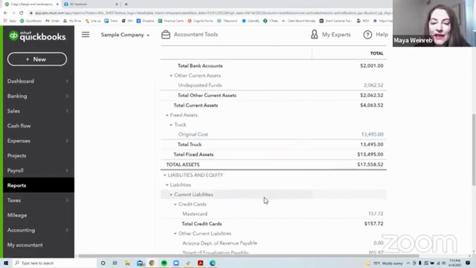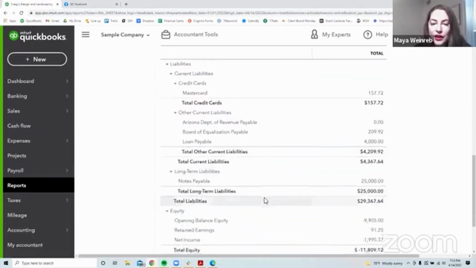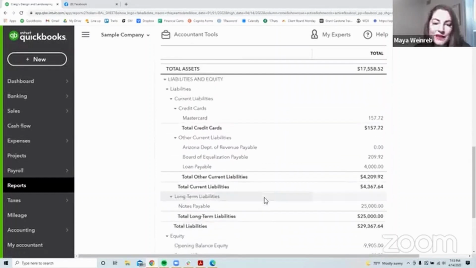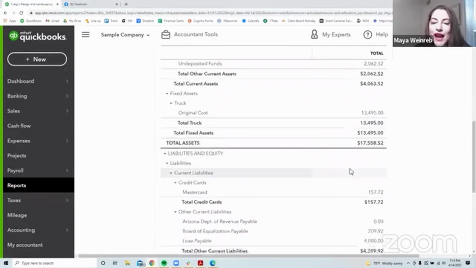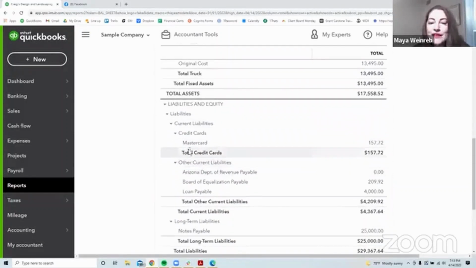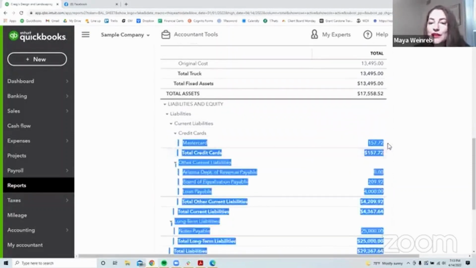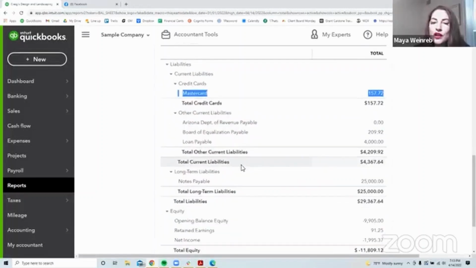So even though he has, let's see if they have it on here, the truck. So I guess he doesn't have a truck loan. He paid off his truck. So he owns the total truck. It's an asset. But he's got a credit card, and credit card is a liability because it's money that you owe. That's how much he owes on his credit card.